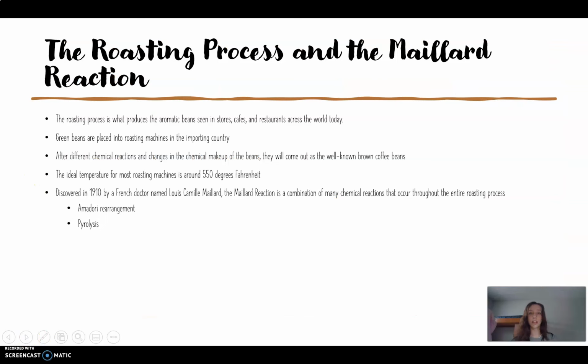So, the roasting process and the Maillard reaction. The roasting process is what produces the aromatic beans seen in stores, cafes, and restaurants across the world today. So the green beans are placed into roasting machines in the importing country.